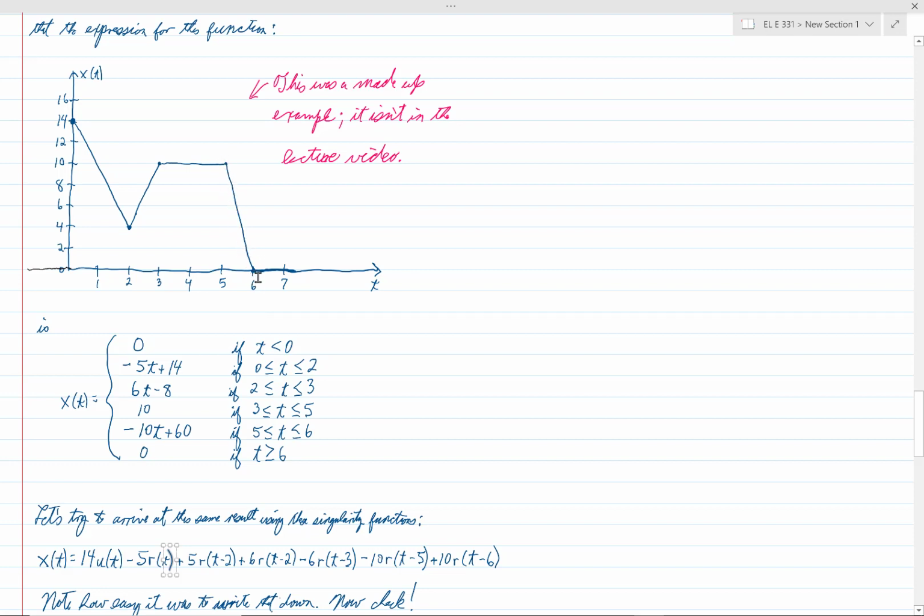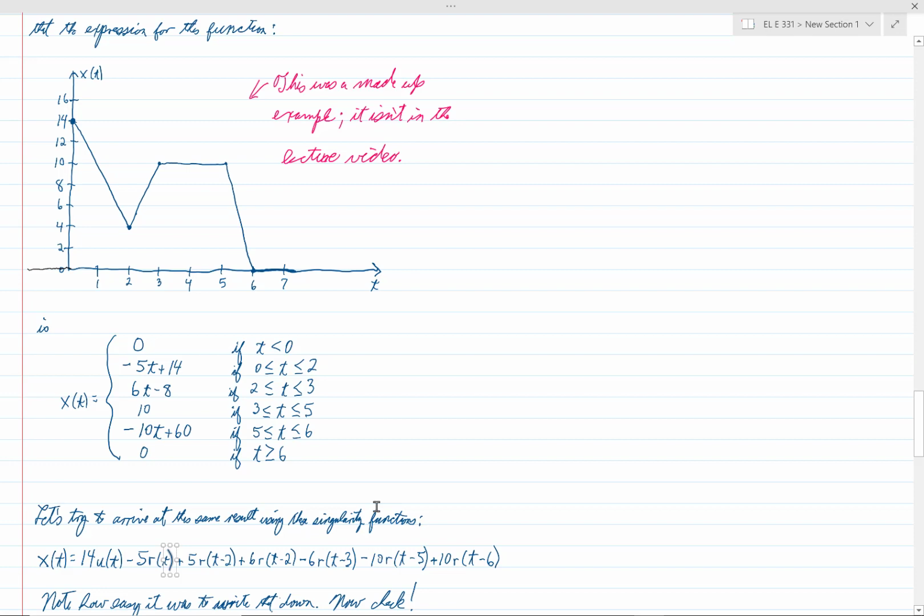Let's see what this slope is. It goes from (5, 10) to (6, 0). So it goes 0 minus 10. The vertical change is negative 10. The horizontal change is 1. So the slope here is negative 10. So we have a negative 10r, a ramp that has negative 10 magnitude. And where does it begin? It begins at 5. So that's why this is r of t minus 5.